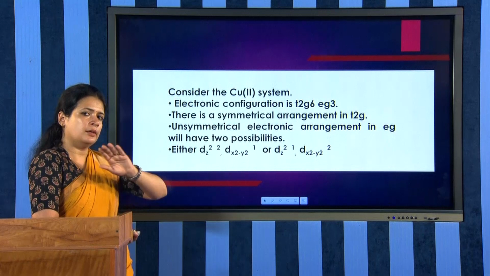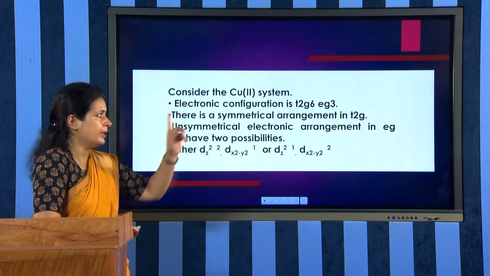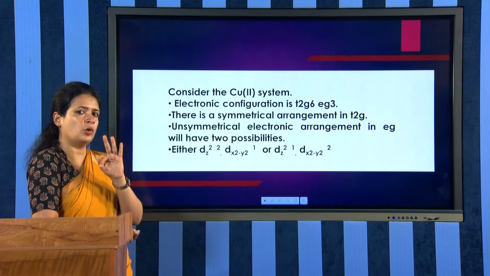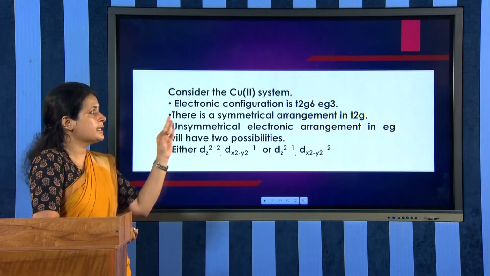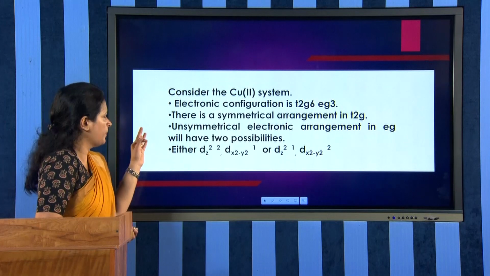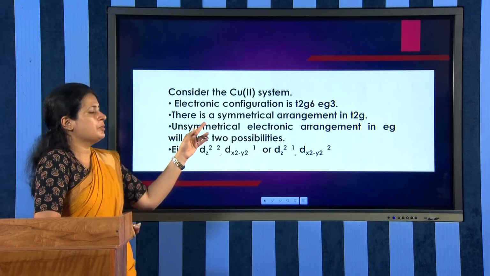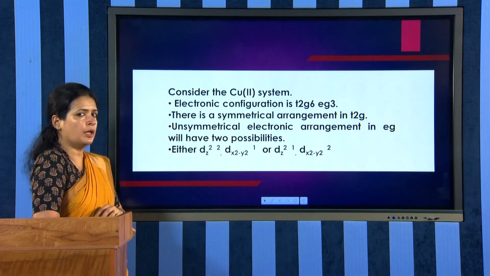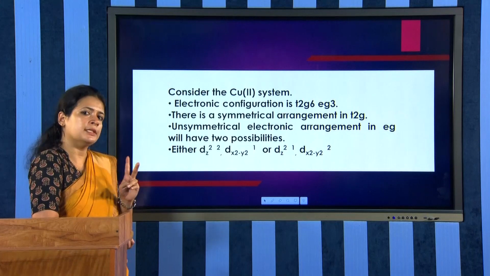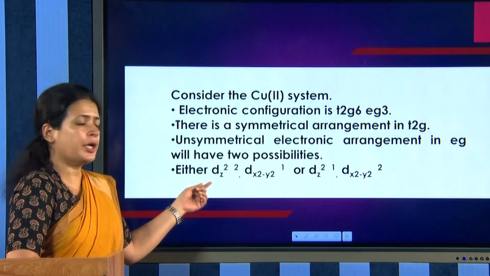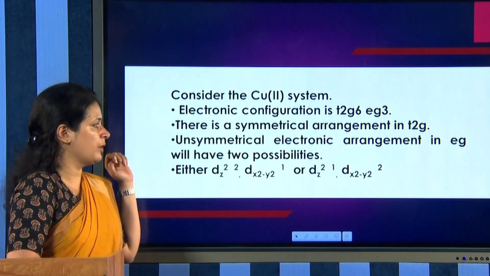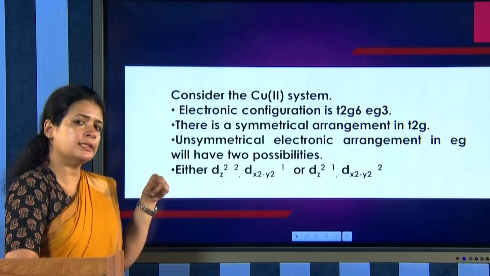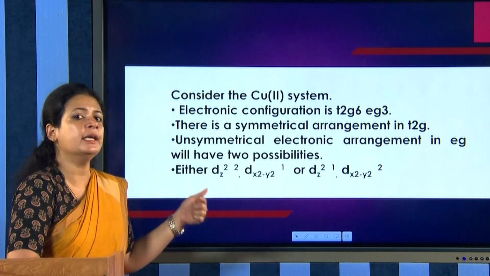T2g6 means the t2g orbitals are completely filled. Eg3 means it has only three electrons, so there is an unsymmetrical arrangement in the eg orbital. A symmetrical arrangement in the t2g orbital and an unsymmetrical electronic arrangement in the eg orbital means it has two possibilities: dz square 2, dx square minus y square 1, or the two electrons can be occupied in the dx square minus y square, that is dx square minus y square 2 and dz square 1.